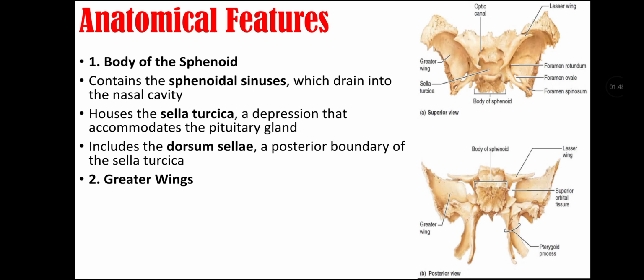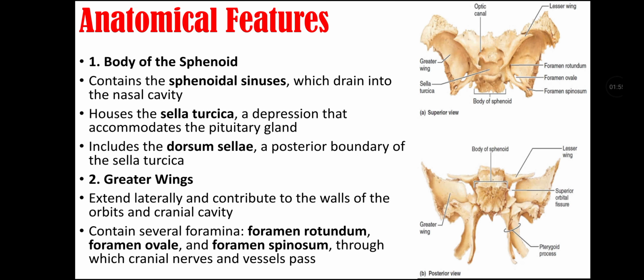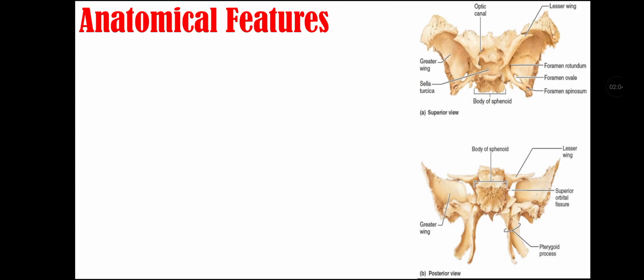Second, it has greater wings that extend laterally and contribute to the walls of orbit and cranial cavity. It contains several foramina like foramen rotundum, foramen ovale, foramen spinosum, through which cranial nerves and vessels pass through.